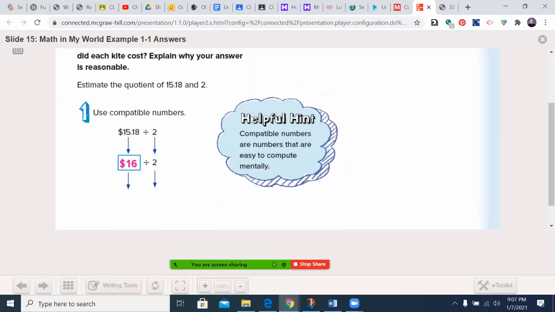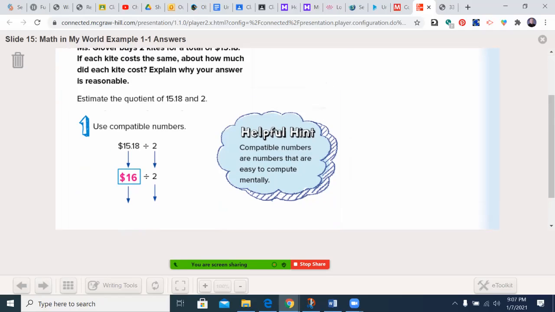And you see that they have it there. So make sure you go ahead and write that in before we go on down the page to step 2. Yes, I am aware that 15.18 rounds closer to 15 than 16, but we are using compatible numbers here.